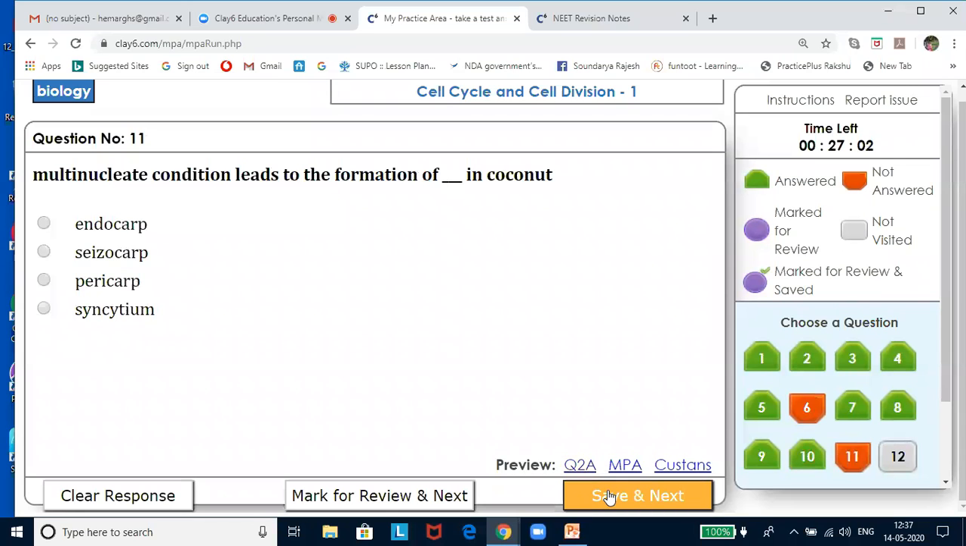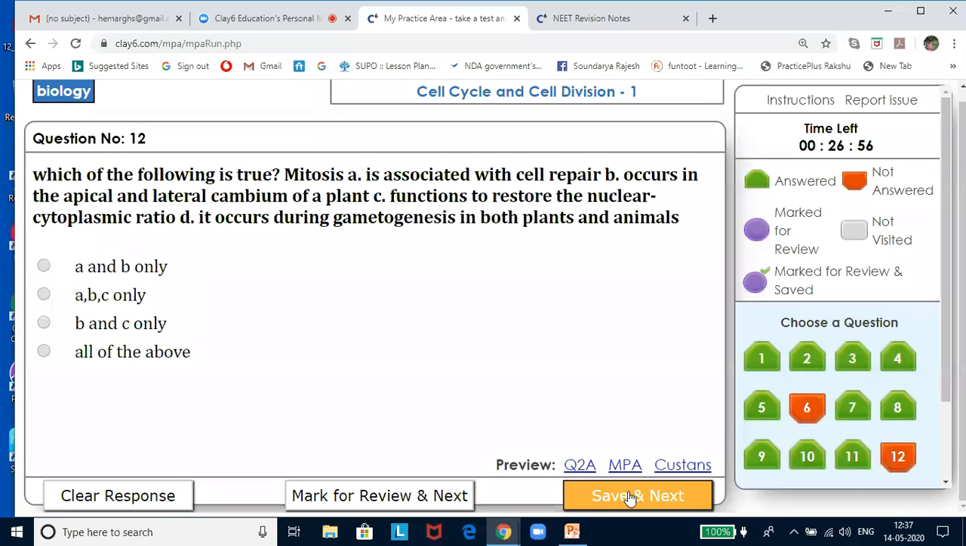Multinucleate condition leads to the formation of syncytium in coconut. Which of the following is true? Mitosis is associated with cell repair, occurs in the apical and lateral cambium of a plant, functions to restore the nuclear cytoplasmic ratio. It occurs during gametogenesis in both plants and animals. So A, B, C only are correct.